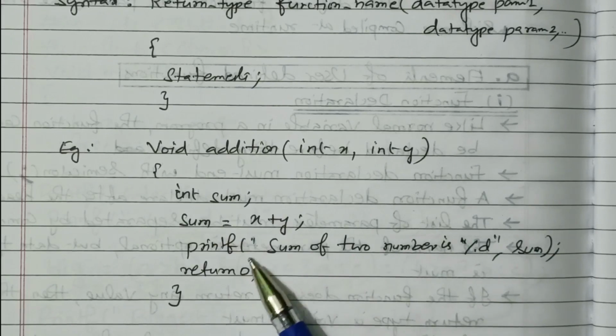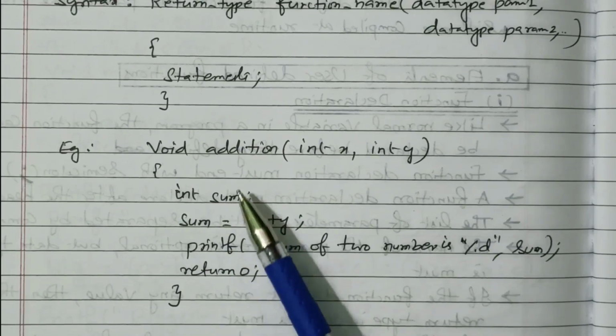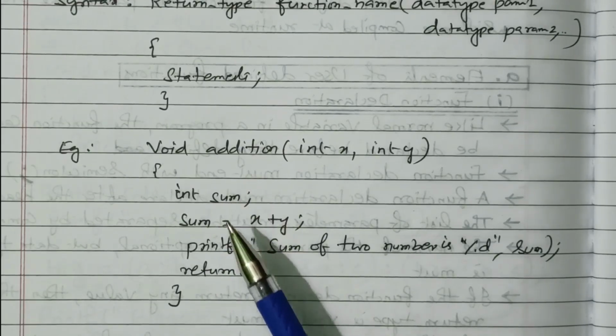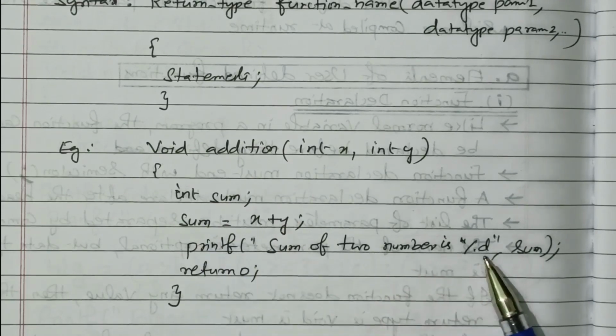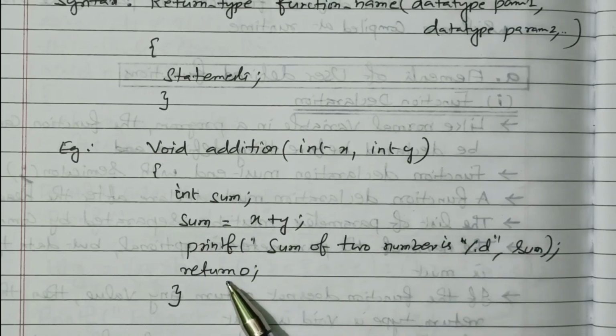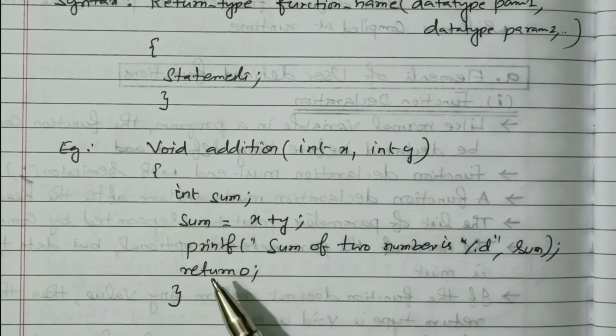So the statements available inside are according to our requirement, whatever we need to write. Here it is addition, so we declare one variable sum. In sum both are added and the answer is stored. That is printed in the subprogram function itself, and it does not return any value because we are having void, not returning any value, right?